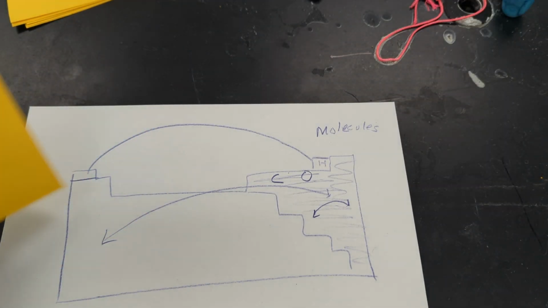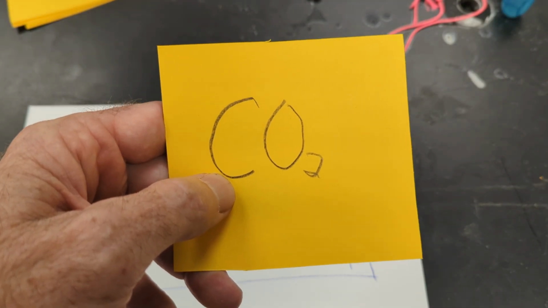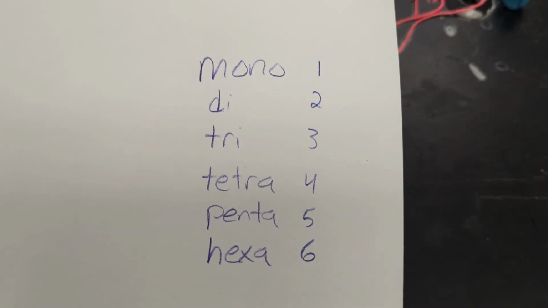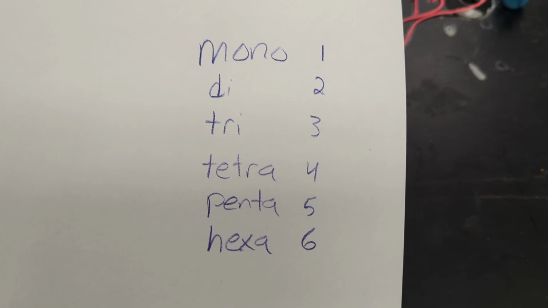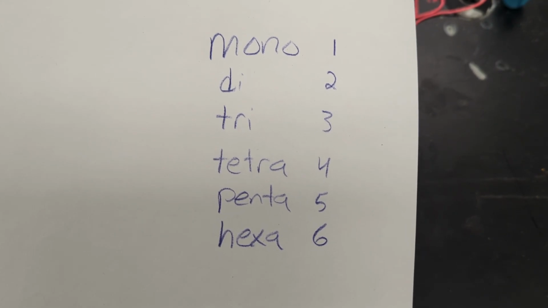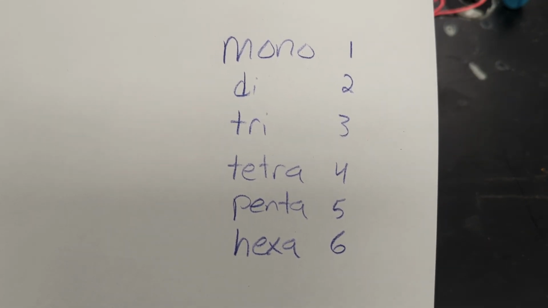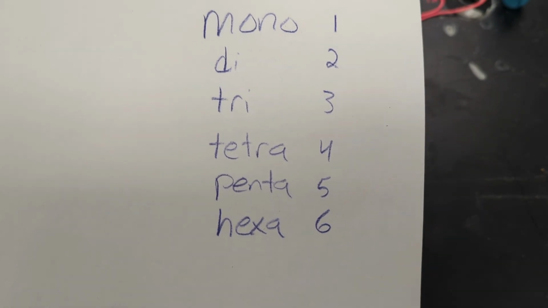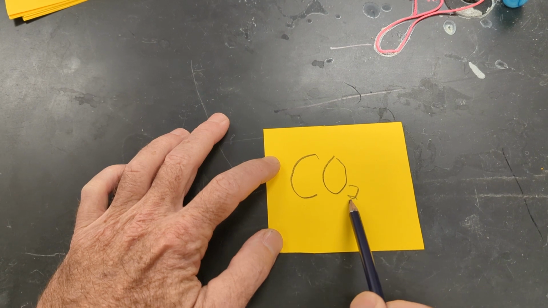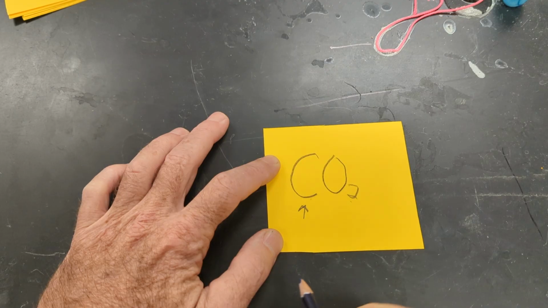Well, what makes that different from this? Oh, this time when we saw a 2, we gave it a prefix. We said di. Here are prefixes that we can use that mean numbers: mono, di, tri, tetra, penta, hexa. You don't need to memorize these. They're given to you on your North Carolina tables. Notice that we said the name of this was carbon dioxide. We don't say mono.